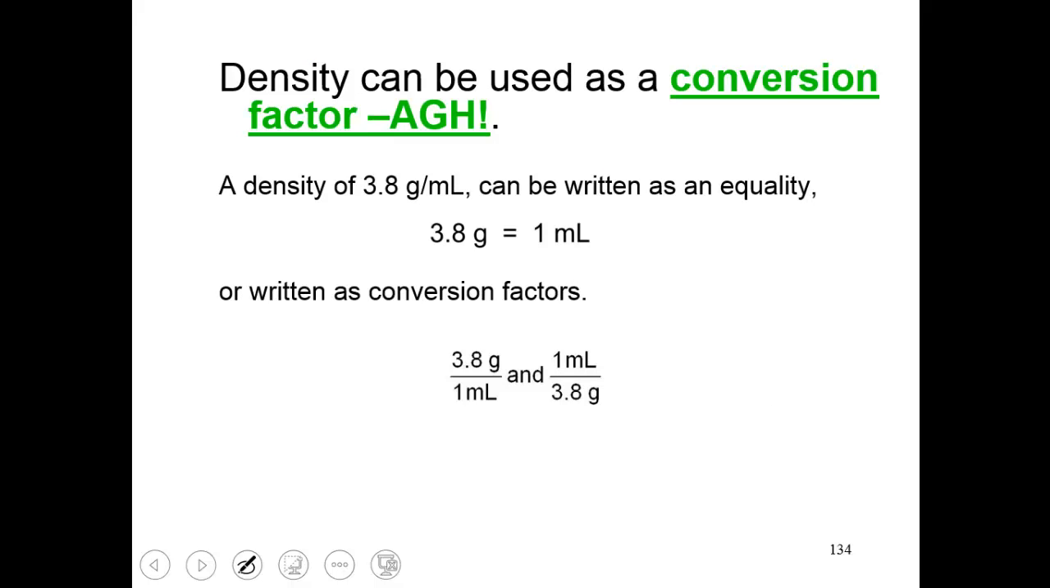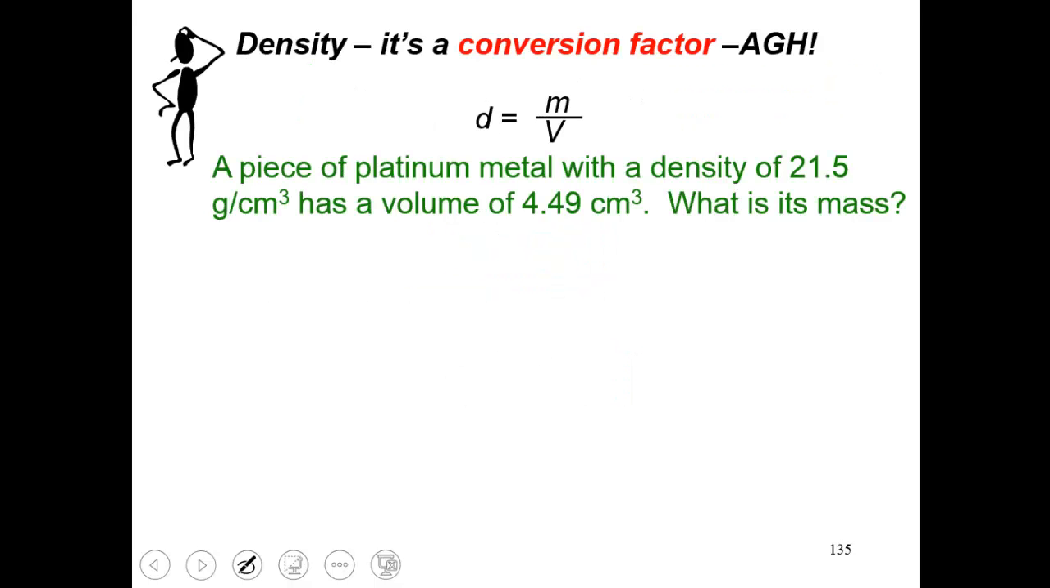Now, we can use density as a conversion factor, because it goes from the mass to the volume. Grams can be in the basement, or milliliters can be in the basement. So let's use it as a conversion factor. It says a piece of platinum metal has a density of 21.5 grams per centimeter cubed, and it has a volume of 4.49 centimeters cubed. What is its mass? Well, first of all, I want to rewrite this over here, 21.5 grams per centimeter cubed, and that is for the platinum metal.